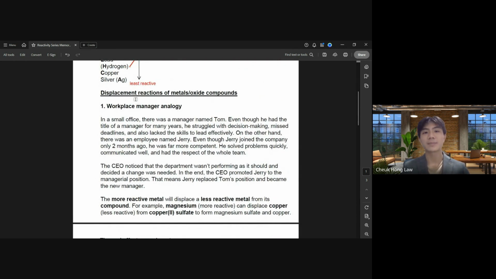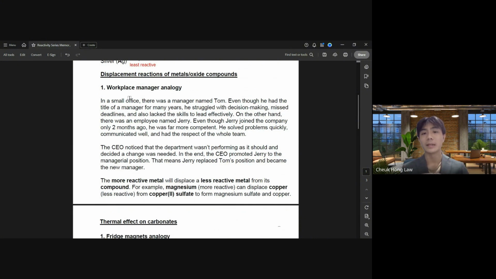Next, moving on to displacement reactions of metals or oxide compounds. So let me tell you a workplace manager analogy. In a small office, right, there was this manager named Tom. Even though he had the title of a manager for many years, he struggled with things like decision making, missed deadlines, and he also didn't have the skills to lead effectively. And then on the other hand, right, there was an employee named Jerry. Even though Jerry joined the company only 2 months ago, he was much more competent. He could solve problems quickly, he could communicate well, and he basically got the respect of the whole team.